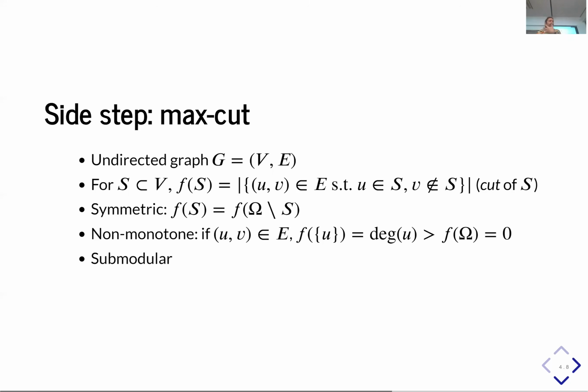So this is the definition of a cut of a subset. It is symmetric, so it is just an example where you have something that is symmetric. It is non-monotone. To convince you, f of the empty set is 0, f of omega by symmetry is 0, but as long as you've got an edge, f of a node with at least an edge is equal to the degree of that node, which is greater than 0. So it's not monotonic. And it is submodular. Is it clear to you why it is submodular? No? Yeah?